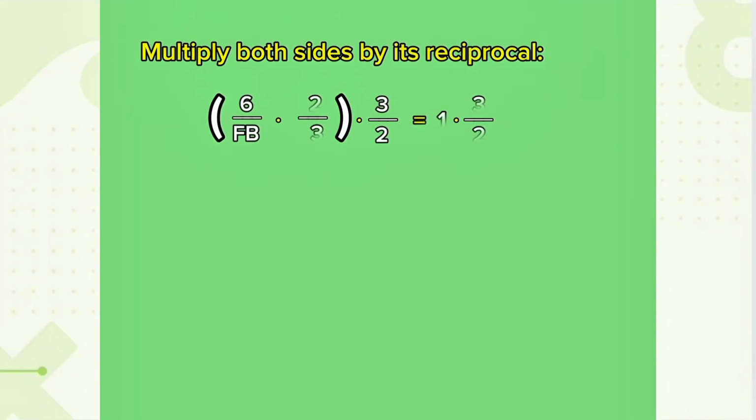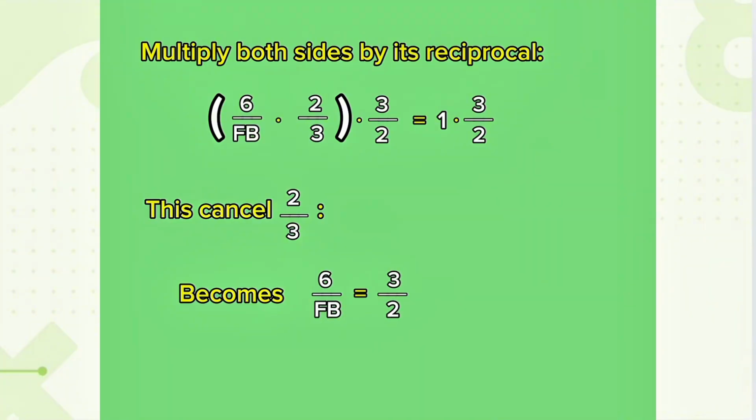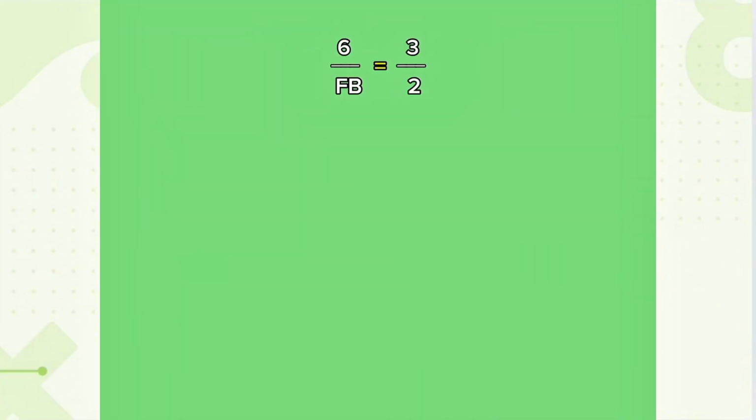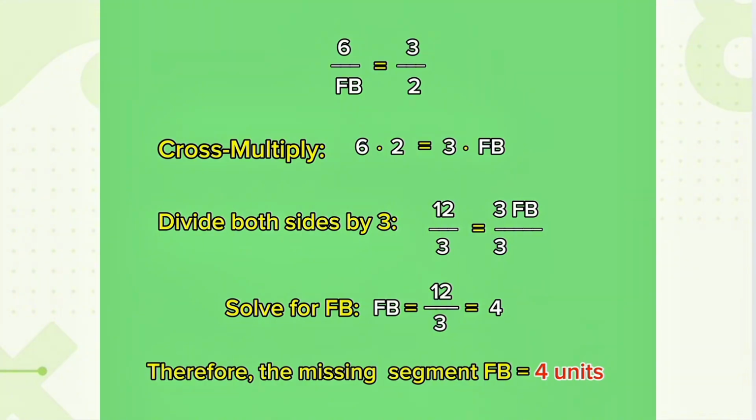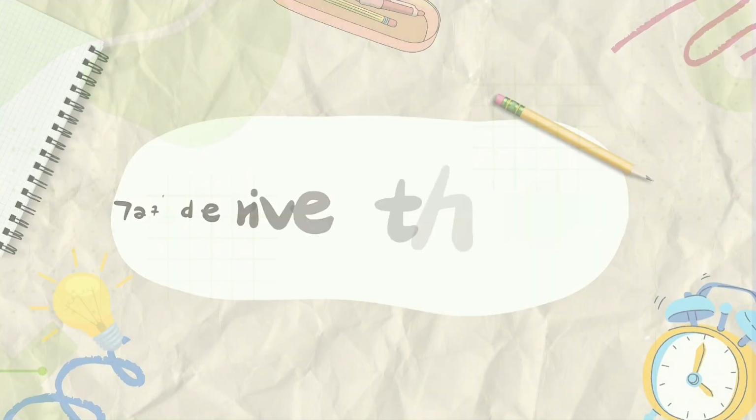Then multiply both sides by its reciprocal, which is 3/2. These cancel 2/3 and the equation becomes 6 over FB equals 3/2. So now we cross multiply. 6 times 2 is 12 equals 3 times FB. Then divide both sides by 3 to isolate segment FB. Then we solve for FB, so 12 divided by 3 is equal to 4. Therefore, the missing segment FB is equal to 4 units.